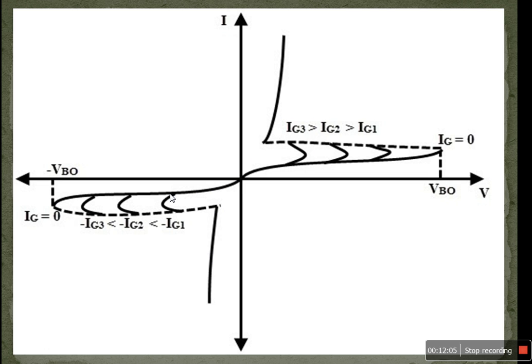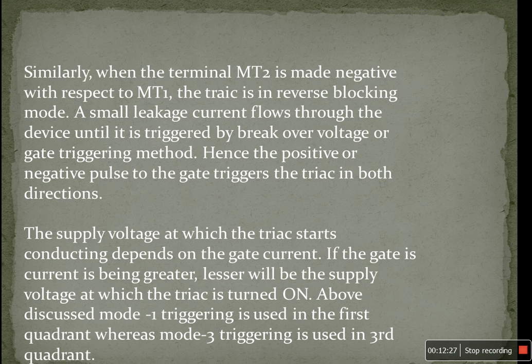In case of SCR, we do not have an on condition in this reverse region. In the triac, we have current flow in both directions, in the positive direction as well as in the negative direction. That is the main difference between the SCR and the triac. Similarly, when the terminal MT2 is made negative with respect to MT1, the triac is in reverse blocking mode. A small leakage current will flow through the device until it is triggered by the breakover voltage at the triggering point.